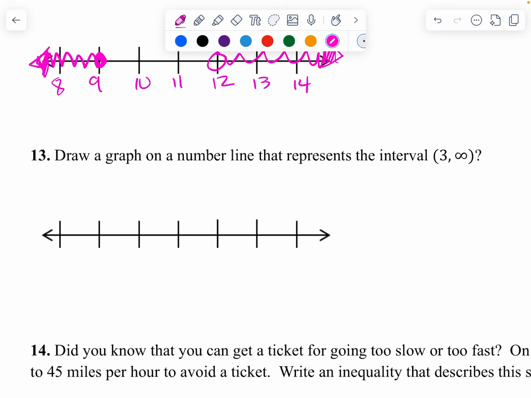Draw a graph on the number line that represents 3 to positive infinity. 2, 3, 4, 5, 6. That is an open dot. It is going up like so.